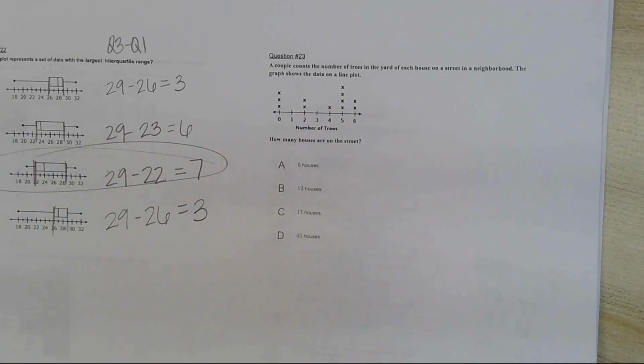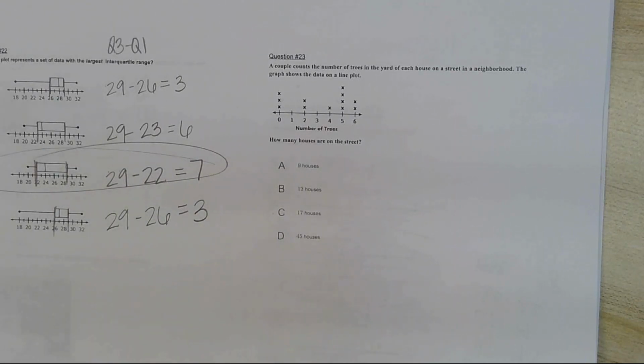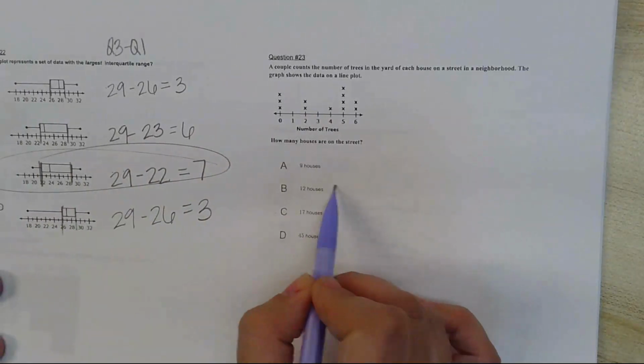So now that I've started back the video, did you have to write out all the data for this one? No. Why? Because what is it only asking you to do? What do we call it when it's asking how many houses are on that street? All you got to do is count the X's. So count the X's, count the dots, and what's it going to be? 12.